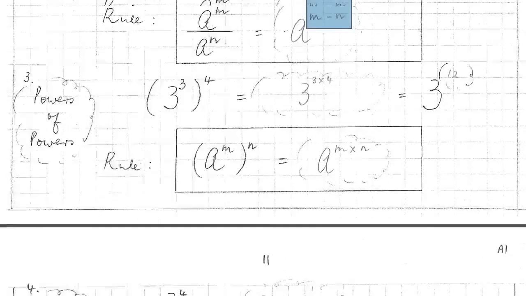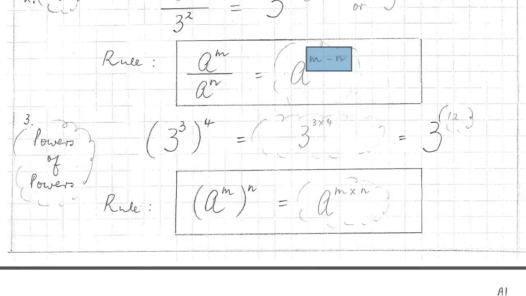Right, and the third rule. These are powers of powers rule. We call it the power of power rule. 3 to the power 3, all raised to the power 4. Well, why is it 3 to the 3 times 4? The reason is you've got 3 cubed times 3 cubed times 3 cubed times 3 cubed. Altogether, there's going to be 12 of those 3's. Okay? So, general rule, a to the m, all raised to the n, multiply the powers, a to the m times n.